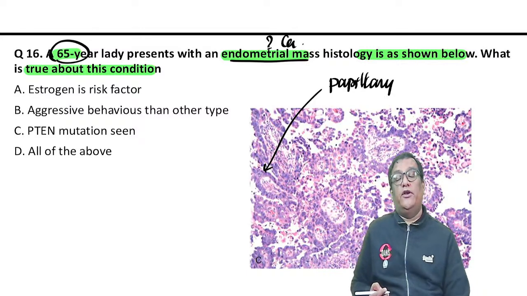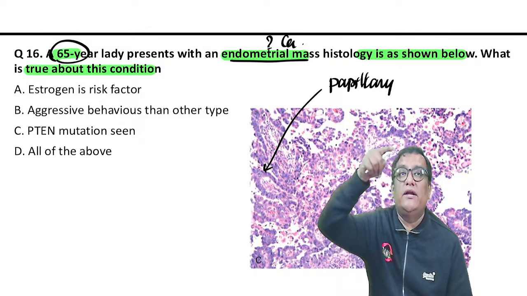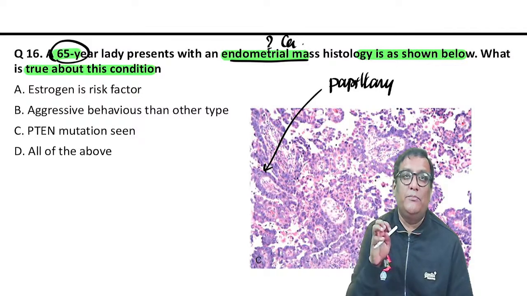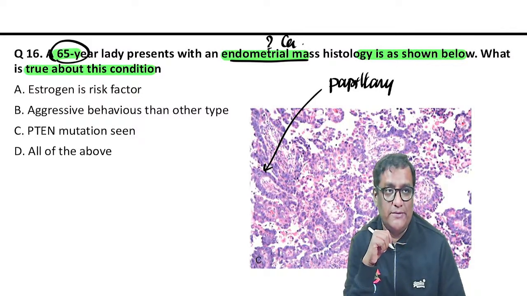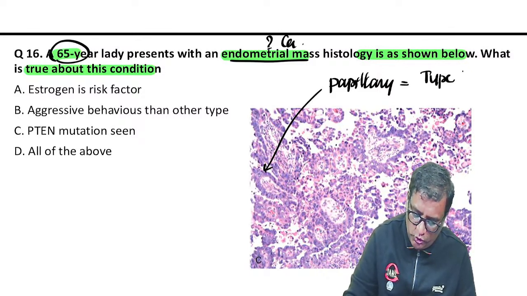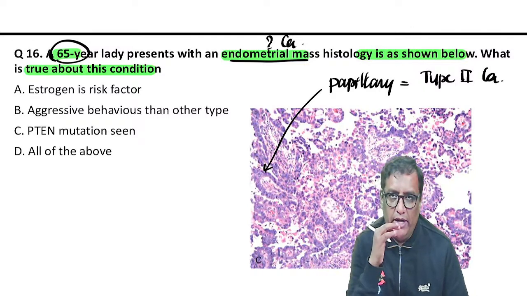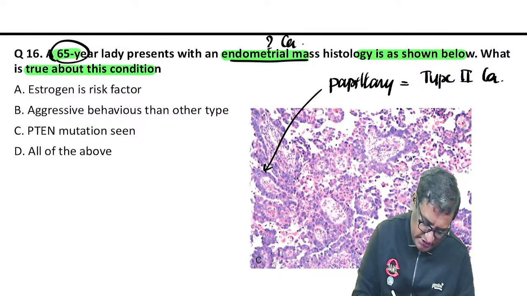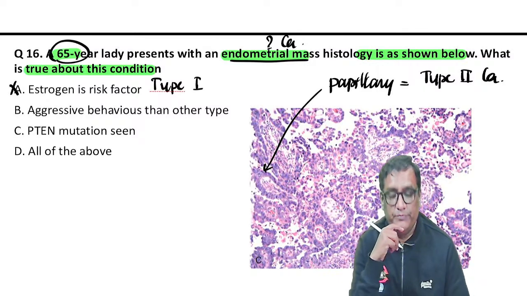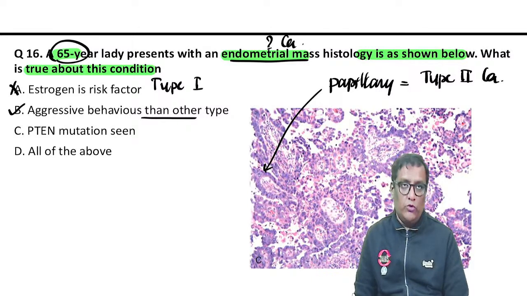If you remember, there are two types of endometrial carcinomas, type 1 and type 2. Type 1 will have proliferative endometrium-like glands. Type 2 will have papillary or serous morphology. Very good. So papillary is there. That is why my diagnosis is type 2 endometrial carcinoma, isn't it? Estrogen is a risk factor? No, this is for type 1, which is also called endometrioid. Next, aggressive behavior than other type, that is true. That is a correct answer. Type 2 is more aggressive and poor prognostic.